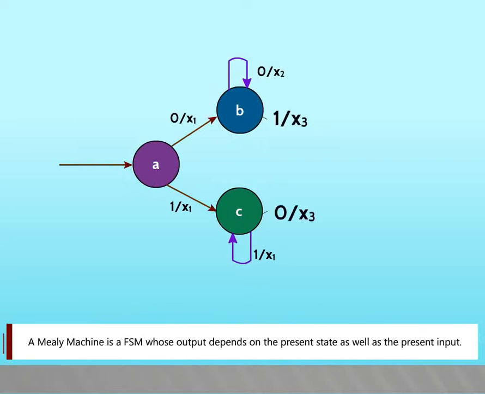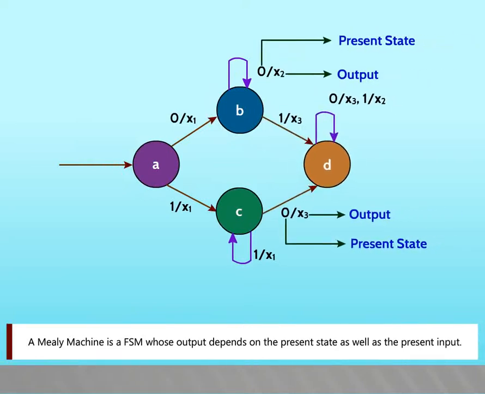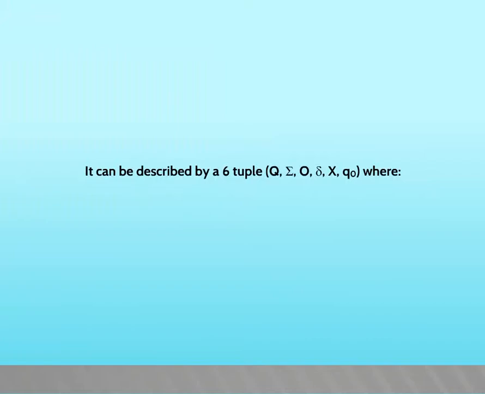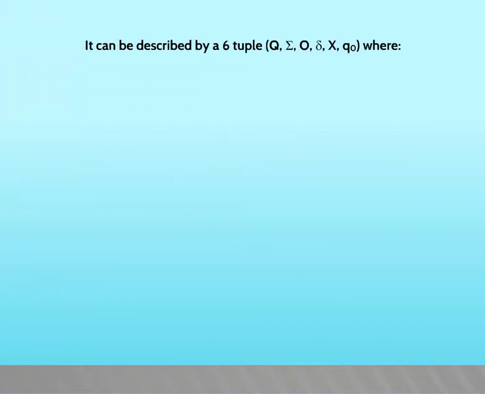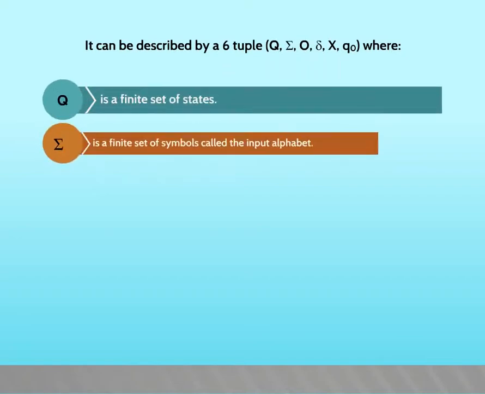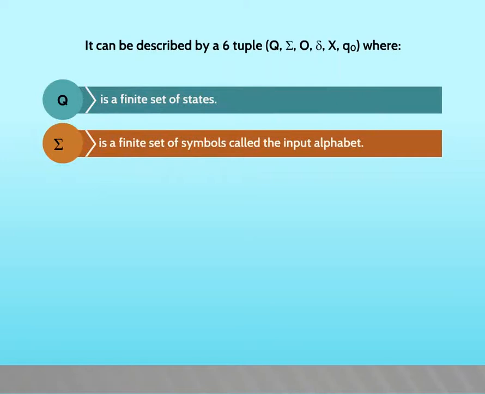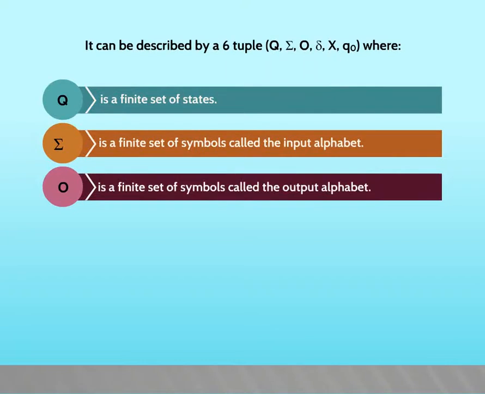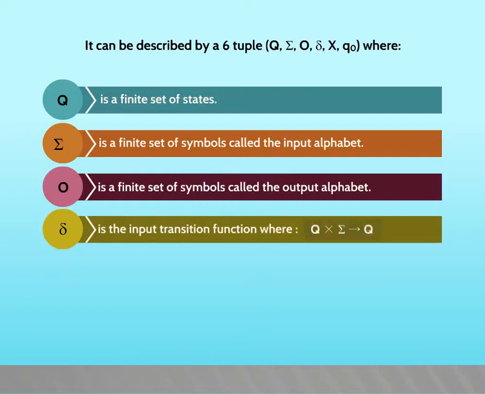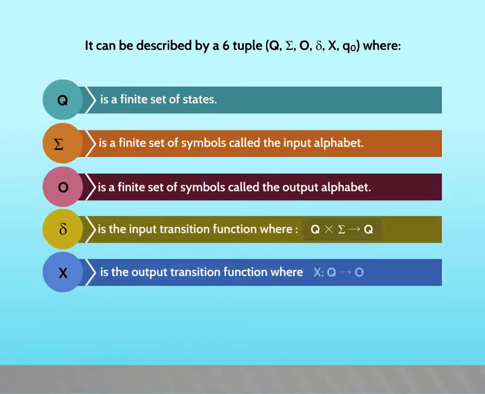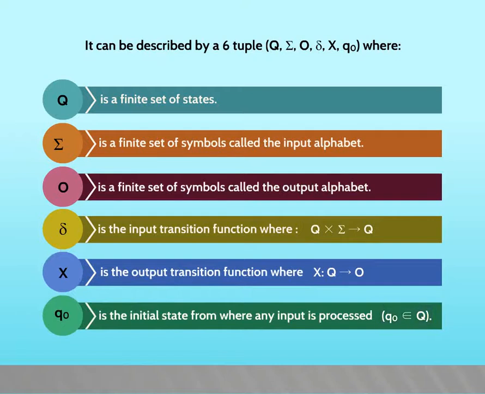A Mealy machine is a FSM whose output depends on the present state as well as the present input. It can be described by a 6 tuple, that is Q, Σ, O, δ, X, Q0, where Q is a finite set of states, Σ is a finite set of symbols called the input alphabet, O is a finite set of symbols called the output alphabet. δ is the input transition function where δ: Q × Σ → Q. X is the output transition function where X: Q → O. Q0 is the initial state from where any input is processed, that is, Q0 belongs to Q.